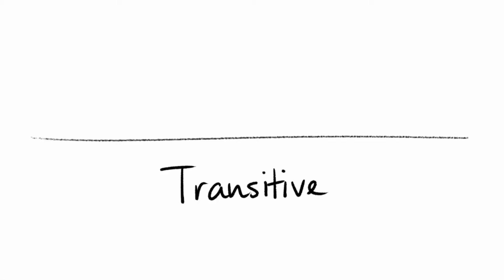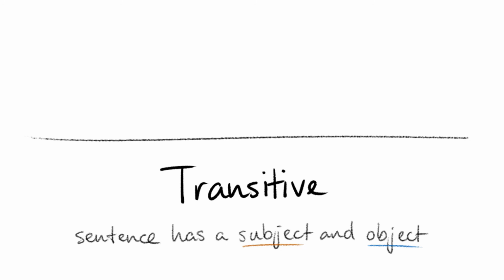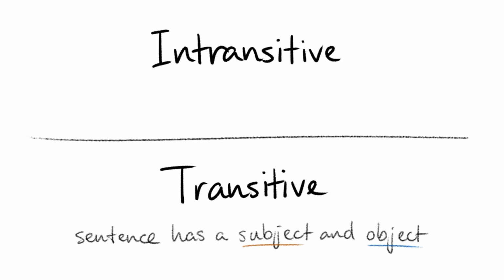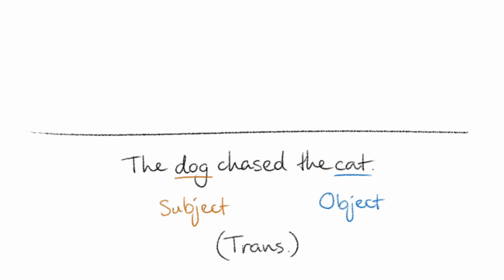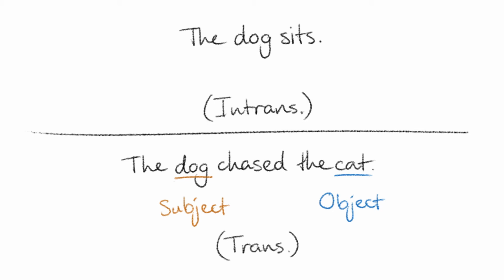Anyway, a transitive sentence is a sentence where the verb takes an object, and an intransitive sentence is one where it doesn't. For example, "the dog chased the cat" is a transitive sentence with a subject and an object, and "the dog sits" is an intransitive sentence with only a subject and nothing else.